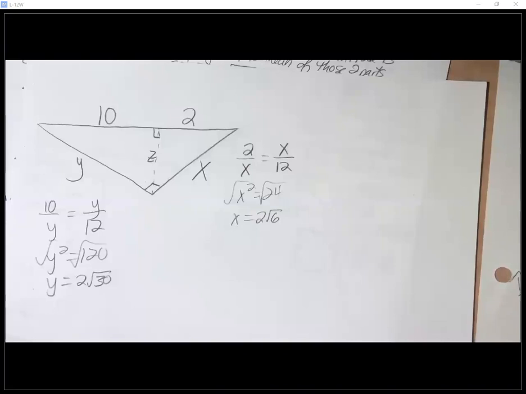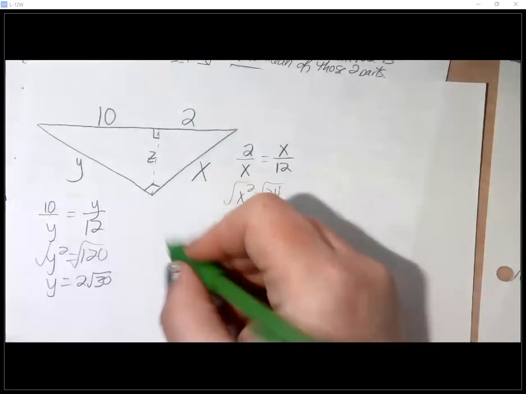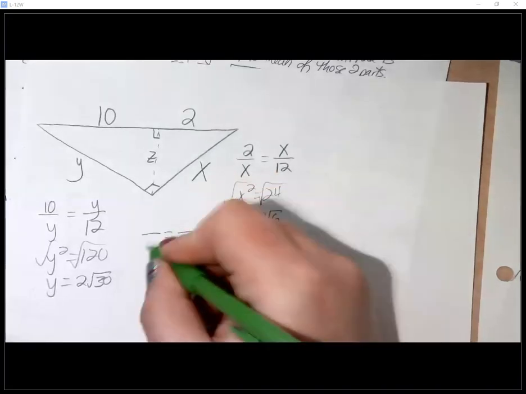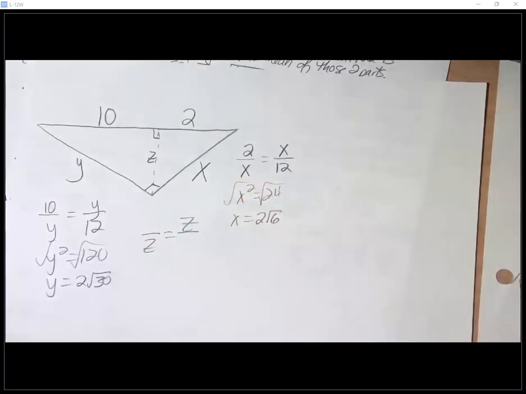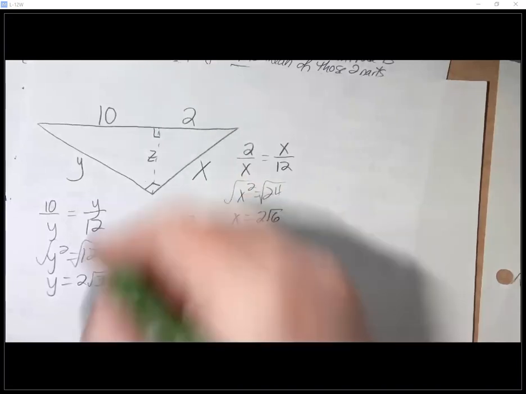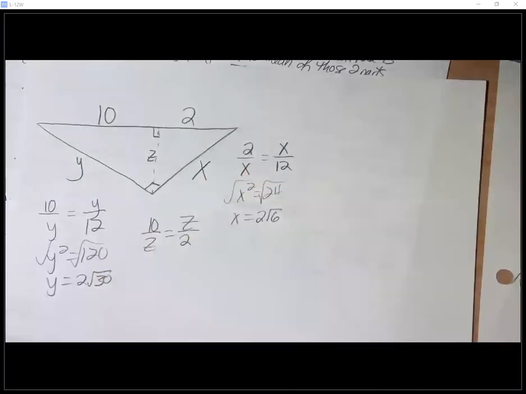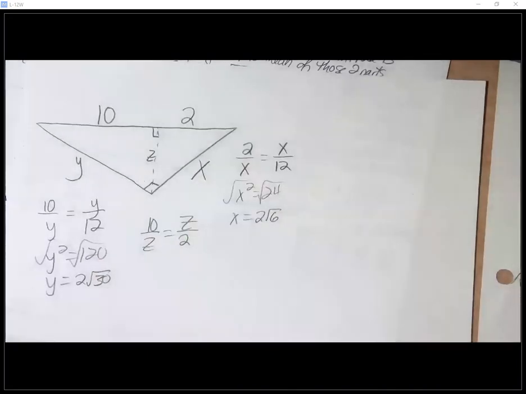Anyone, you guys got an answer for Z? Wouldn't Z be the geometric mean between what and what? Ten and 2, right? So when you have the altitude itself, it's the geometric mean between the two pieces of the hypotenuse, 10 and 2. The only way to make sure that you solidify this in your brain is just keep practicing them.